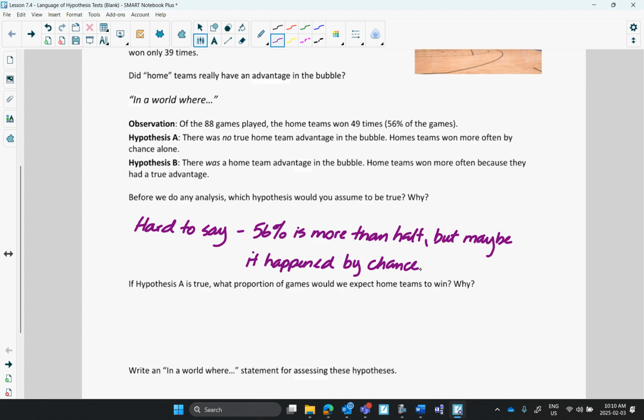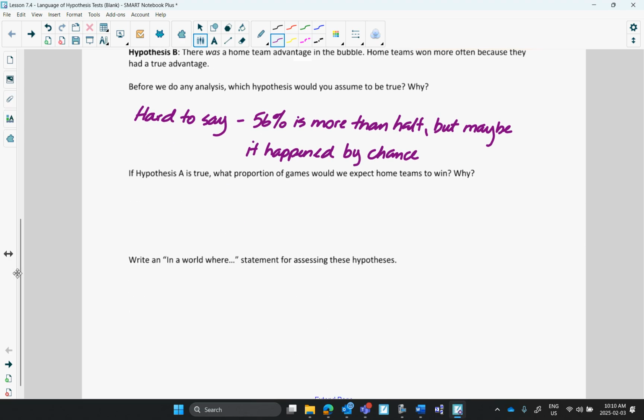And we sort of already answered the next question. If there was no home team advantage, that's hypothesis A, what proportion of games would we expect? Well, we would expect 50%. Because, basically, if there's no home team advantage, it's kind of a coin flip as to how many games they win and lose when they're the home team, and it just evens out in the end to 50-50. If hypothesis B was true, we would expect it to be greater than 50%. They'd be winning more than 50%. So I'm just going to leave it as 50%.